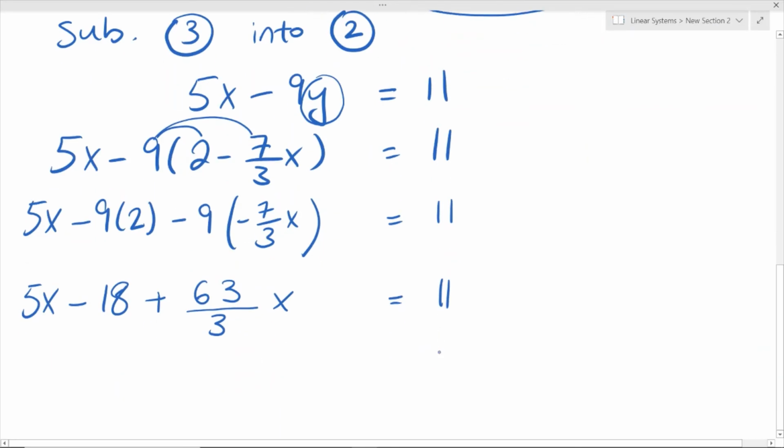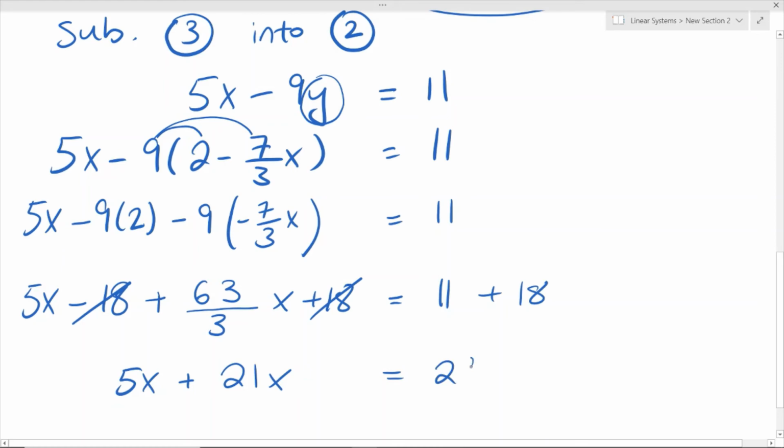And then from here, we have, these are our terms of x, right? This is our constant, so I'm going to move this to the other side. So I'm going to add 18 on both sides because this is a negative 18, so the opposite is going to be positive 18. So this and this are going to cancel, and we have 5x plus 63 over 3x. 63 divided by 3 is 21, so we have 21x, right? Don't forget that x. And then 11 plus 18 is going to be 29.